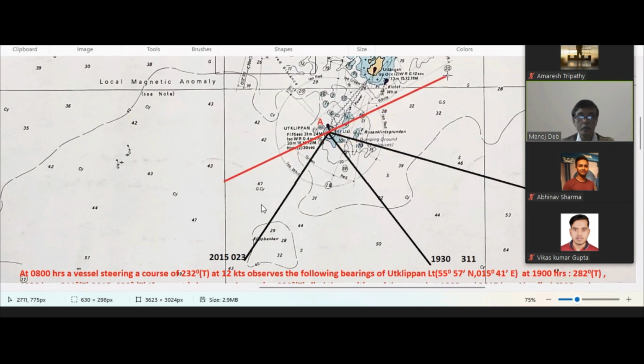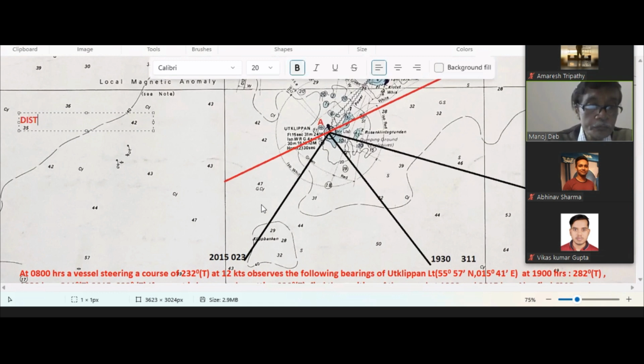This is the line we are drawing perpendicular to the center bearing, the 311, 1930 bearing. Draw the perpendicular, then the distance ratio. Step by step, distance ratio. Distance ratio means first take the two time intervals, 1900 and 1930. Your speed is given as 12 knots.